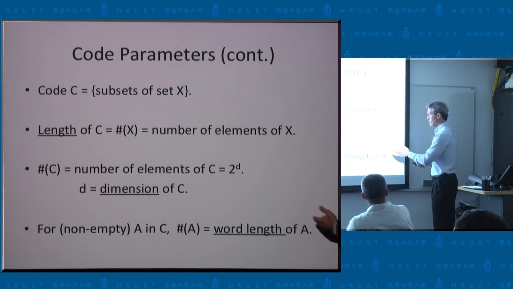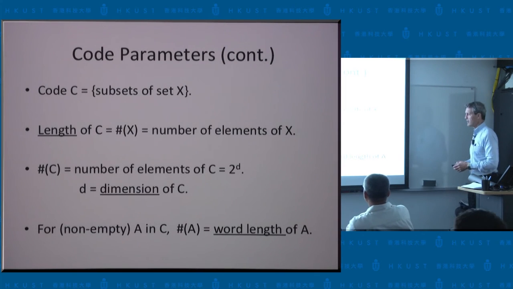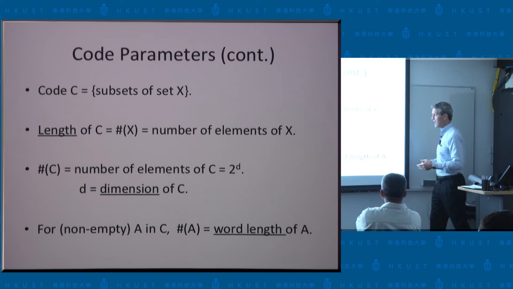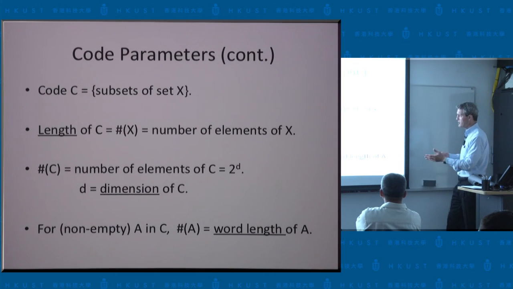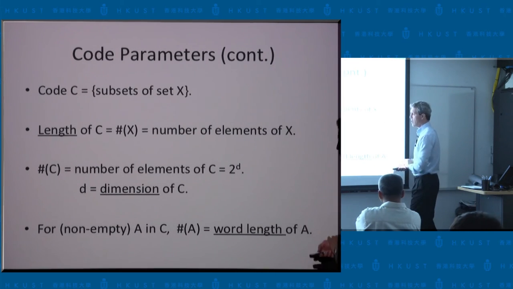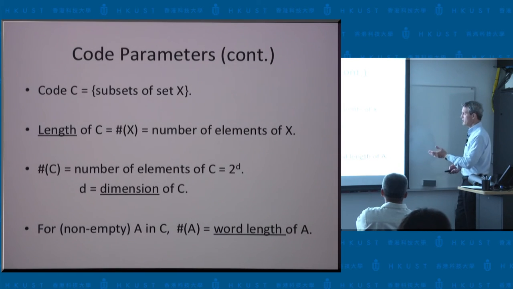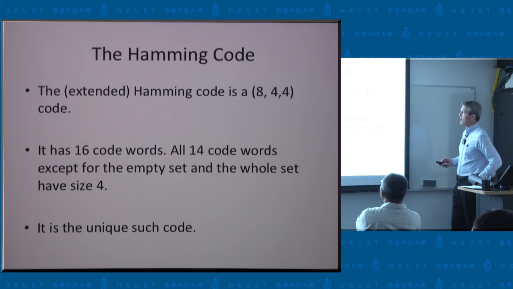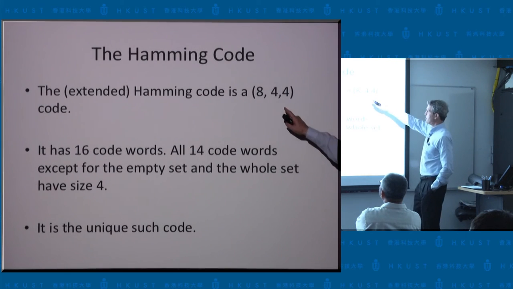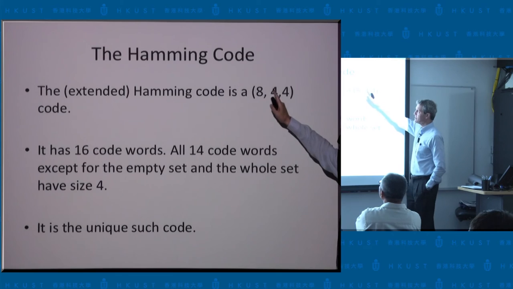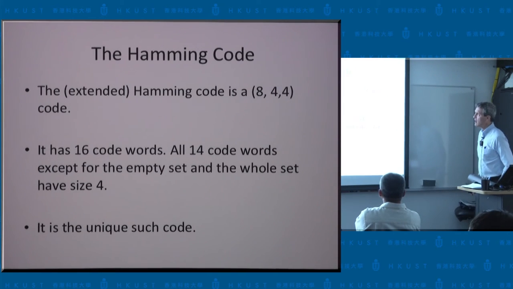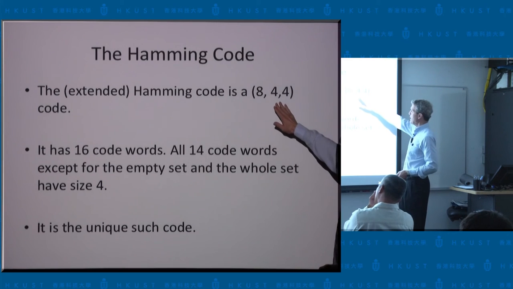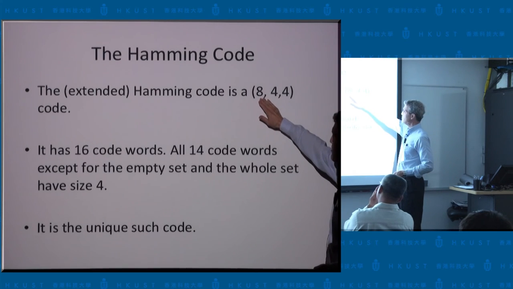And then you're interested in how many elements are in each one of these A's. And you like to have codes in which the smallest elements have a pretty big size. So that's called the word length. Okay, so this is the dimension. So this is the Hamming code. It's one of the very early codes and one of the most important. And what it is, it's an 8-dimensional code.